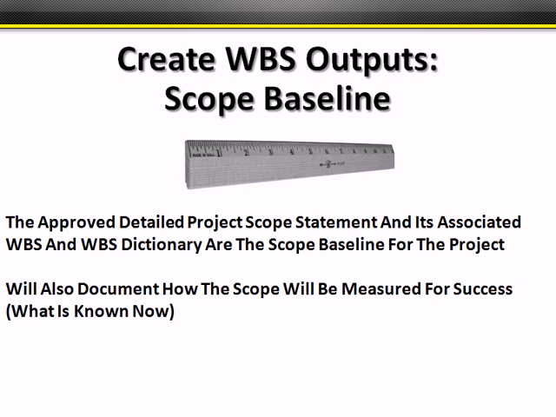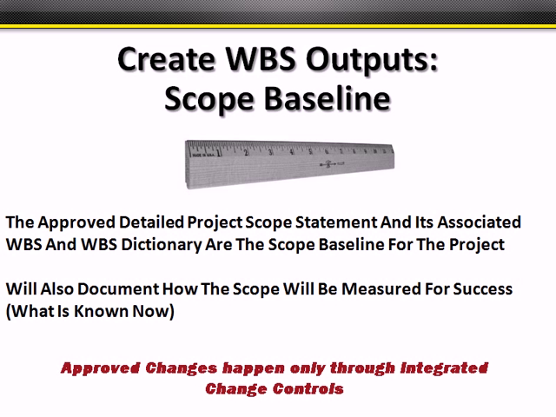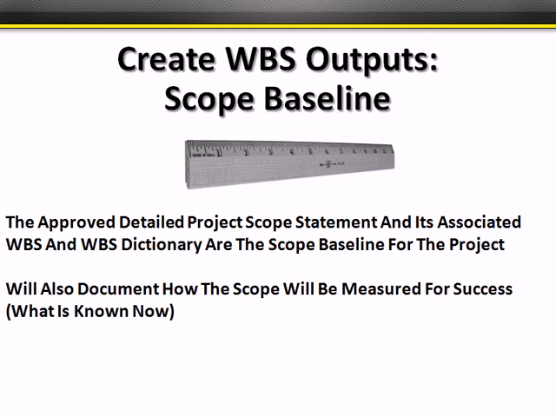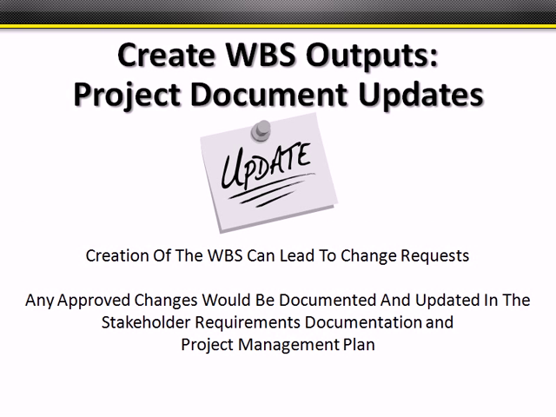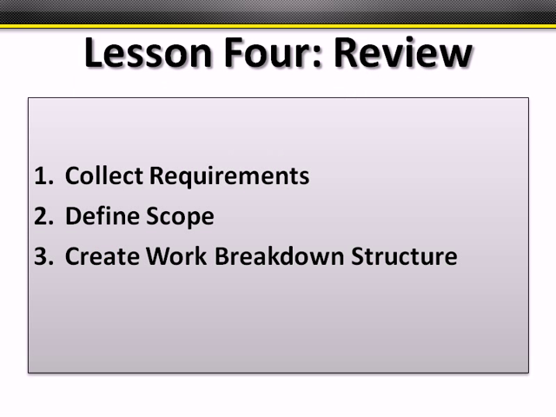It will also document how scope will be measured for success as far as what we know right now. And ultimately, that baseline is going to get locked down and only be changed through integrated change control and approved implemented changes. But that scope baseline is probably one of the most important, and it will live in the project management plan. Other document updates that you could do after creating the WBS is going back and updating stakeholder requirement documentation, as well as the project management plan itself. Any updates that are necessary based on this creation of this most important document.